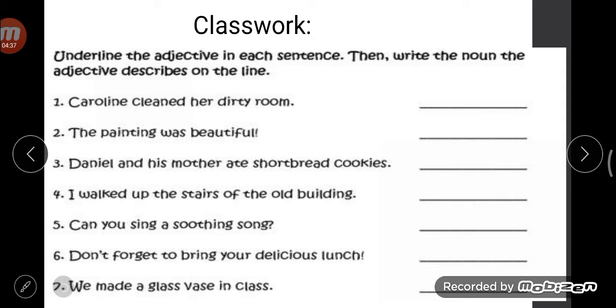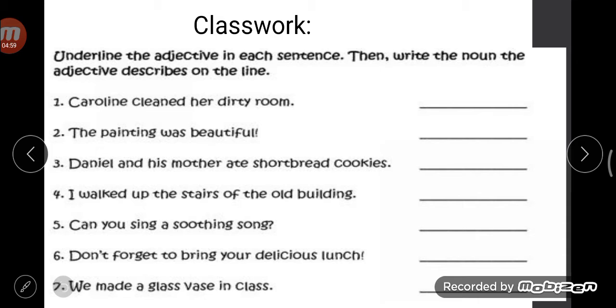Class, there is an activity for you. You can say the classwork. You are supposed to write 6 sentences in your notebook, and you will underline the adjectives in each sentence. Then write the noun the adjective describes on the line.